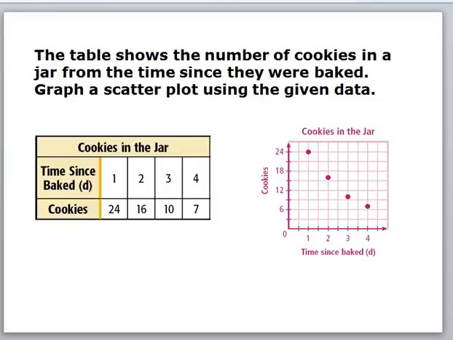This table shows the number of cookies in a jar from the time since they were baked. We can graph this using a scatter plot. So if you look, we've got time here, we've got cookies. Since the time was baked, there's 24 cookies. So 1 hour after it was baked, there was 24 cookies in the jar. 2 hours later, there was only 16. 3 hours later, there was only 10. And 4 hours later, there was only 7. So you're seeing the trend. More people are eating those cookies.